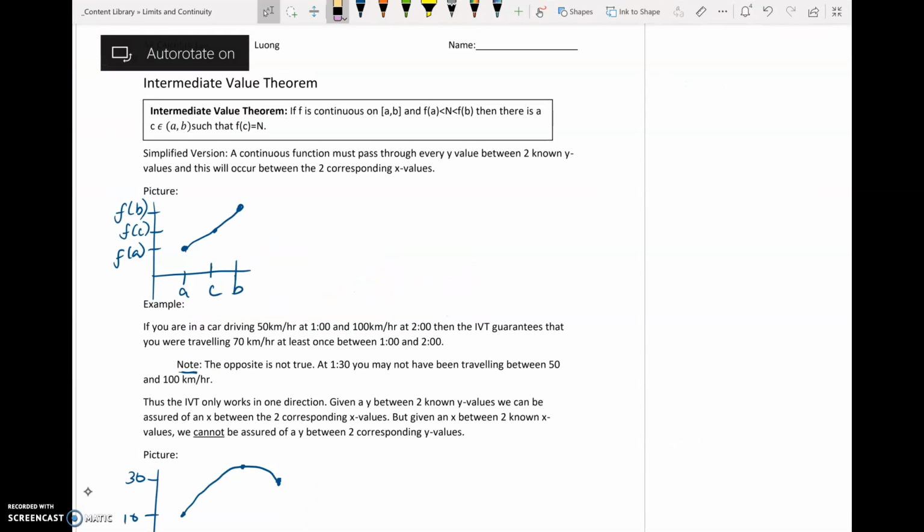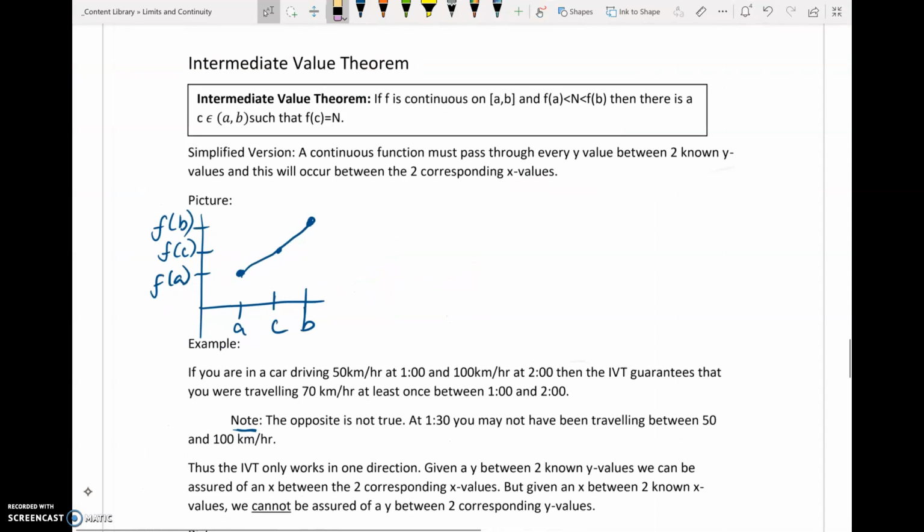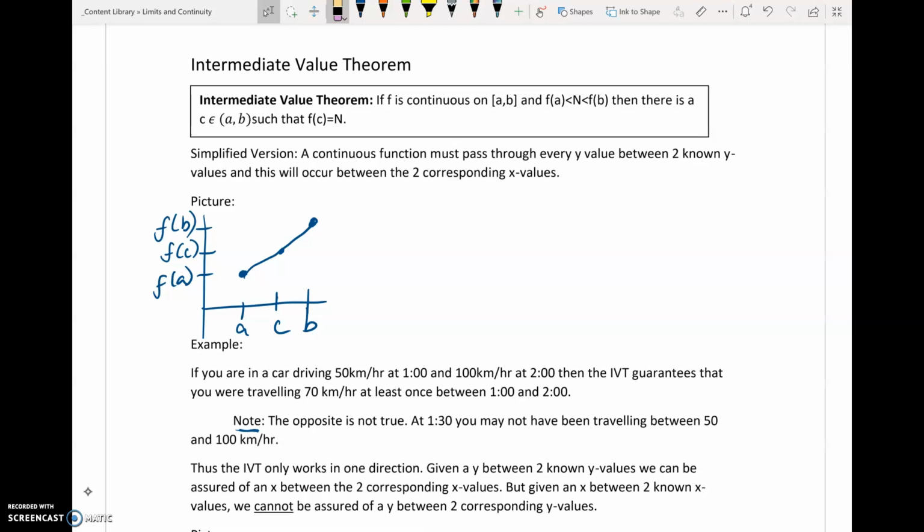So the IVT is the last section that we're going to cover in the limits and continuity part of the course. I'm just going to read through the simplified version of the IVT. Right now it's probably really complex trying to read that definition. So a simplified version of the IVT is a continuous function has to pass through every y value between two known y values. And this will occur between two corresponding x values.